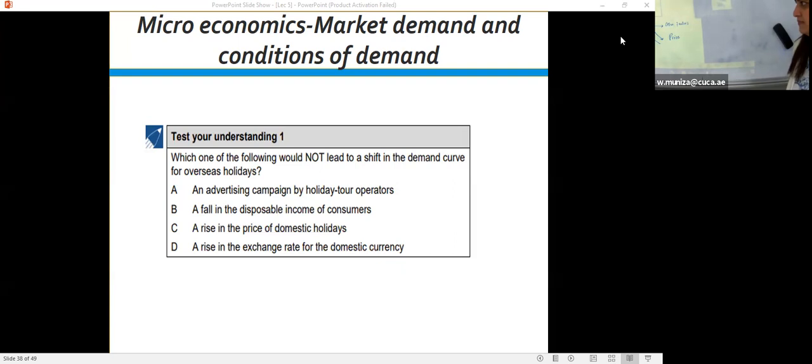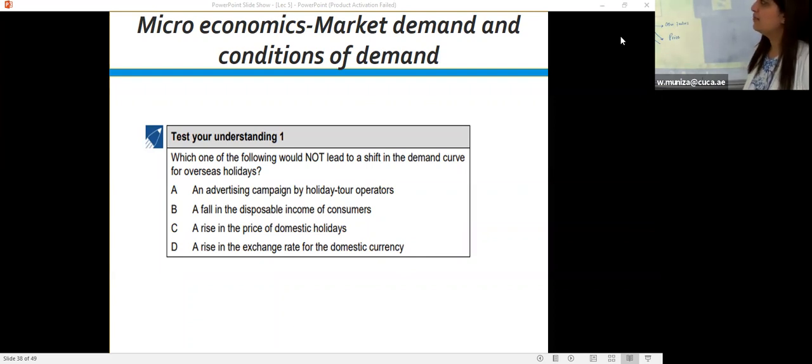Now consider an advertising campaign by holiday tour operators. What is going to be the effect for this? Is it going to shift the demand curve? Students, what is going to be the effect? When an advertising campaign by holiday tour operators is there, it is going to increase the demand. Yes. Am I right? So a shift in demand will be there.